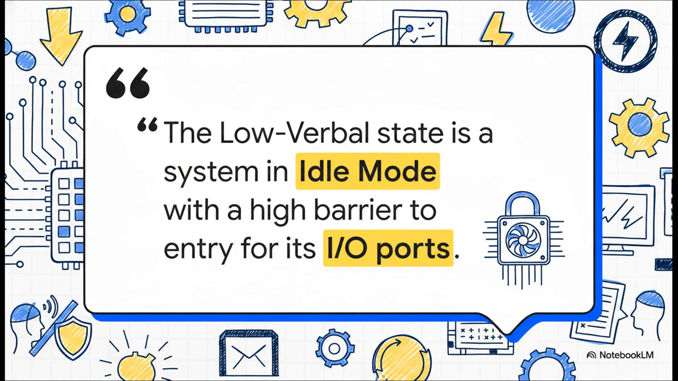Okay, let's dive into this. If we truly want to change how we interact, we absolutely have to change our core assumptions first. We need to stop looking at a low-verbal individual as someone who, quote-unquote, can't communicate. Instead, look at this quote right here. They are a system that is intentionally conserving resources. They're just in idle mode. Their input/output ports simply have a massive barrier to entry, literally, to protect the system from crashing.